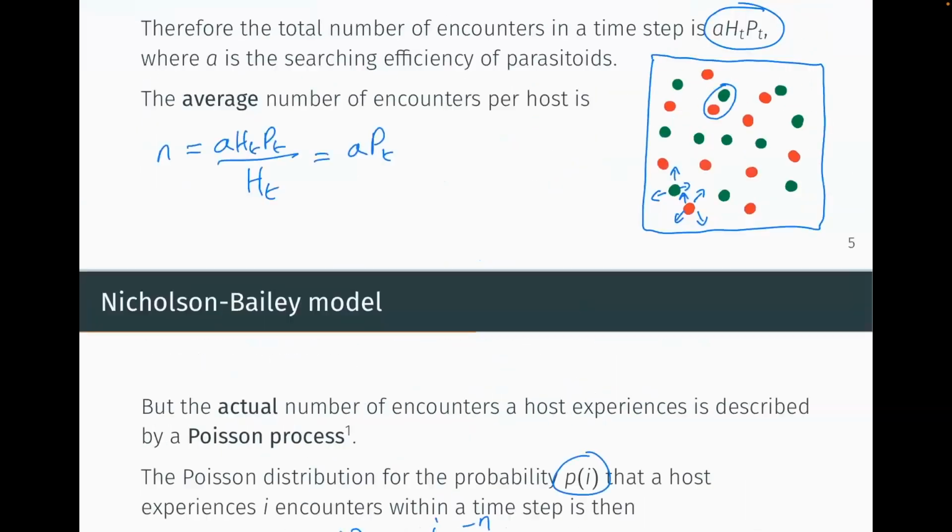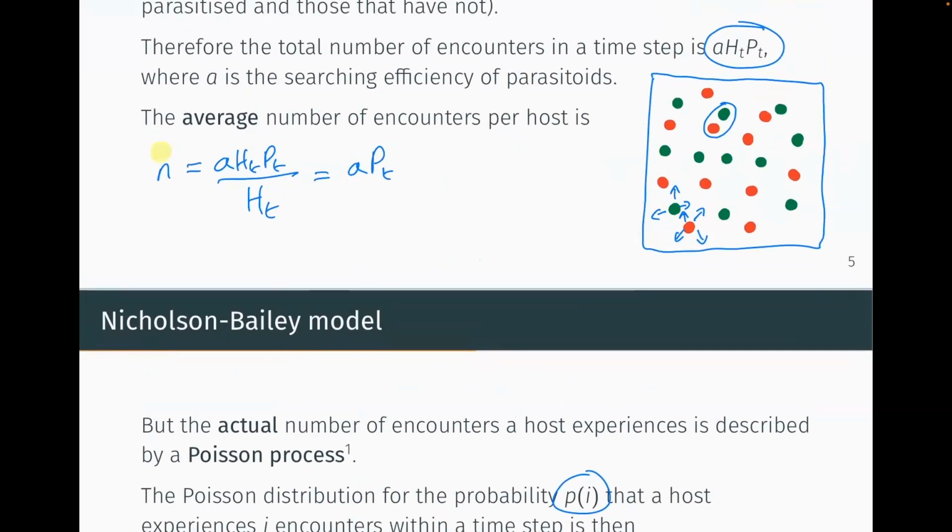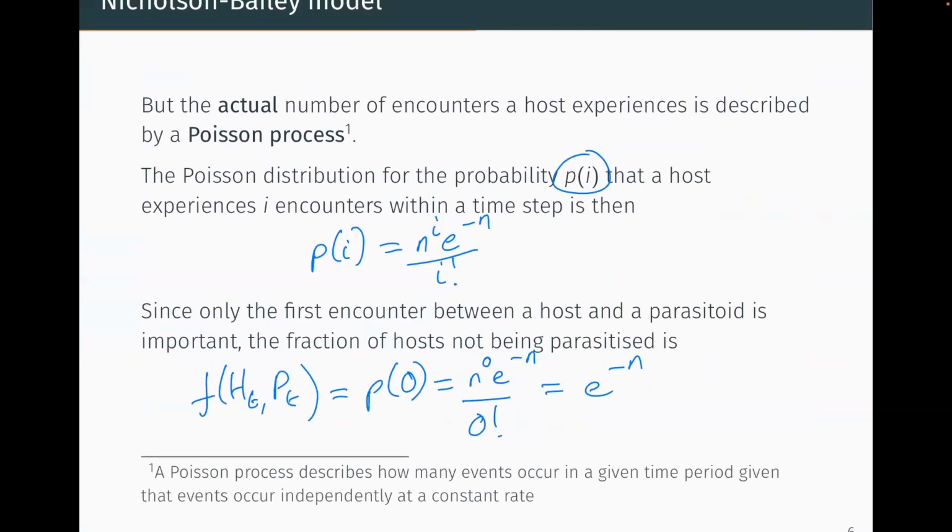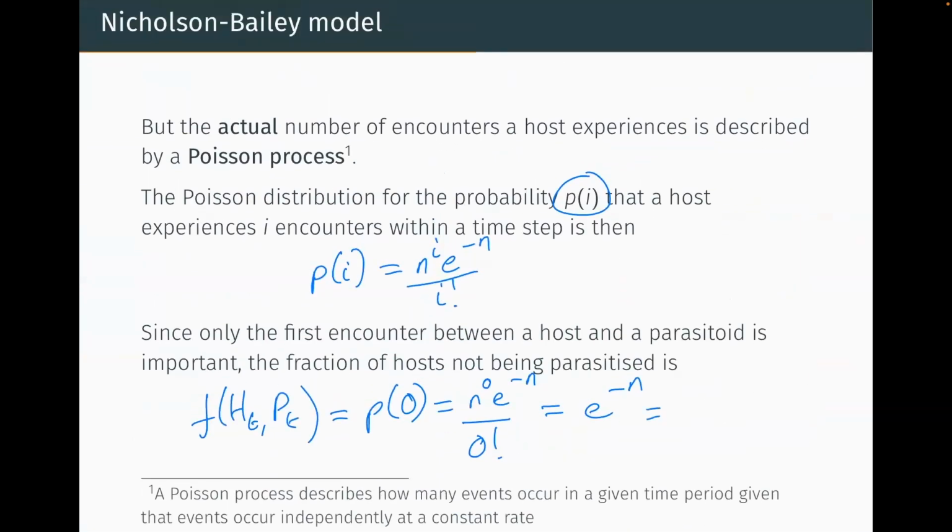And above, we've already defined what n is. n is the average number of encounters per host, which is just a times P_t, where a is our searching efficiency and P_t is the density of parasitoids. Note that this doesn't actually depend at all on the host density, because this is per host.